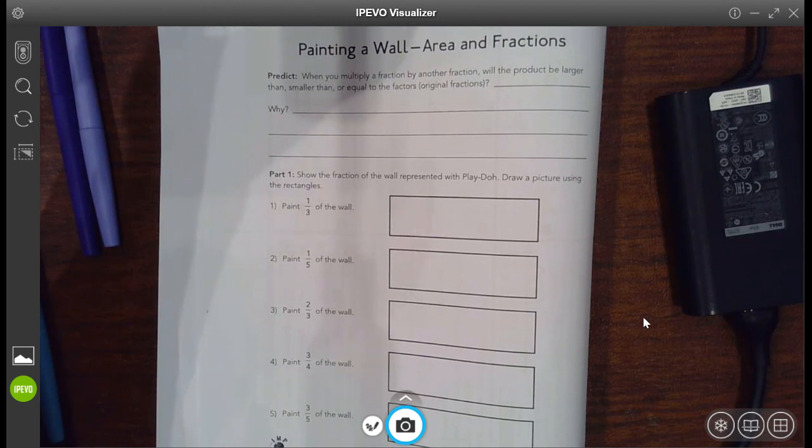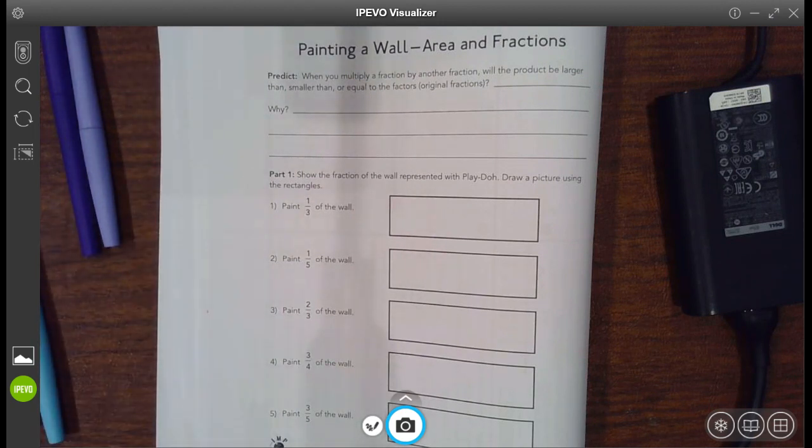Okay, so first off, look at that question up at the top. When you multiply a fraction by another fraction, what do you think? Will the product be larger, smaller, or equal to the original fractions that you started with, the factors that you're multiplying? What do you think? Is your answer going to be bigger, smaller, or equal to?